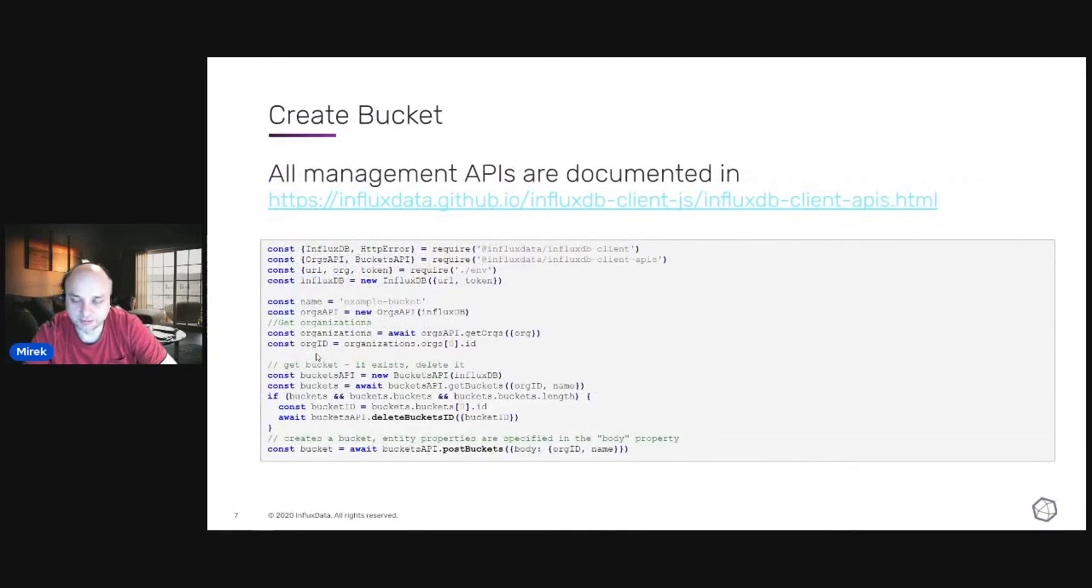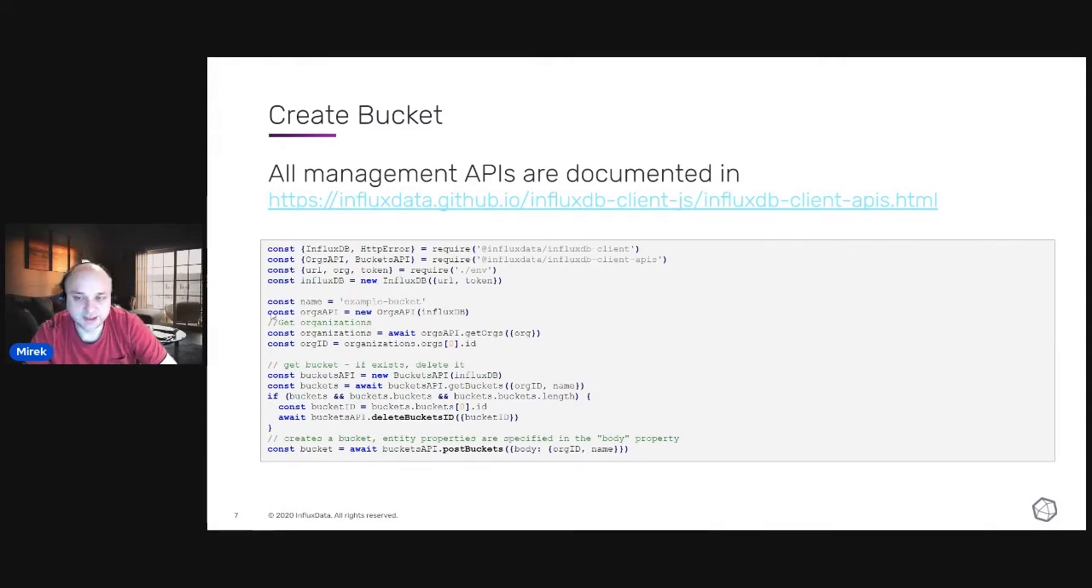This example is using the management API, the one that cannot be executed on the browser side. And here, this code is creating the bucket. If the bucket already exists, the bucket is deleted and recreated again, which means that also all the data, all the measurements within the specific bucket will be deleted.